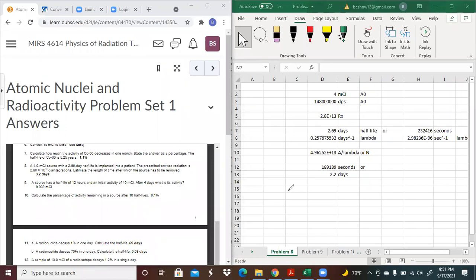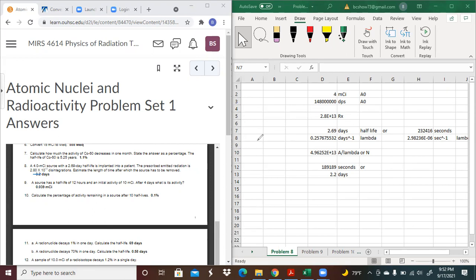All right. Question number 8: a 4 millicurie source with a 2.69-day half-life is implanted into a patient. The prescribed emitted radiation is 2.8 times 10 to the 13th disintegrations. Estimate the length of time after which the source has been removed. Now, I did not get this, and I think there is a typo here, and I'm going to go through the logic of what I believe to be going on here.